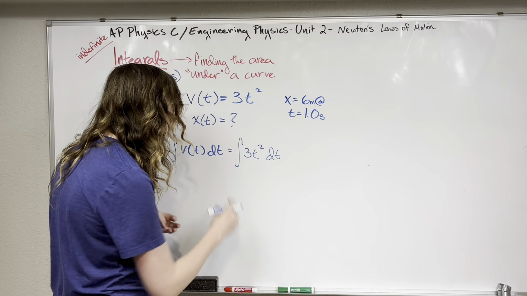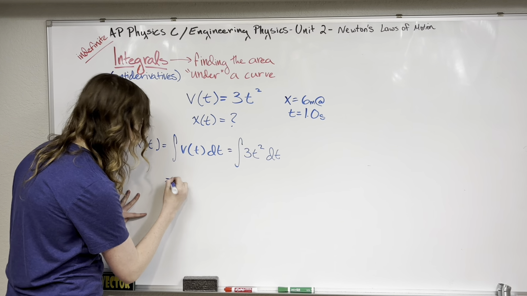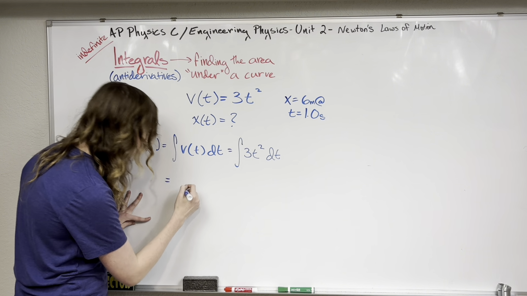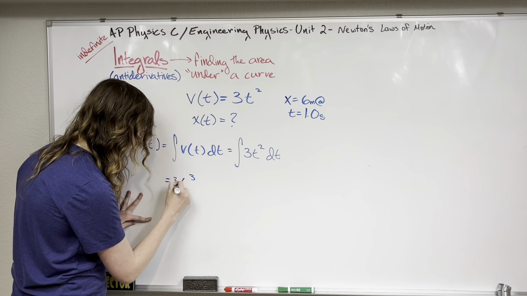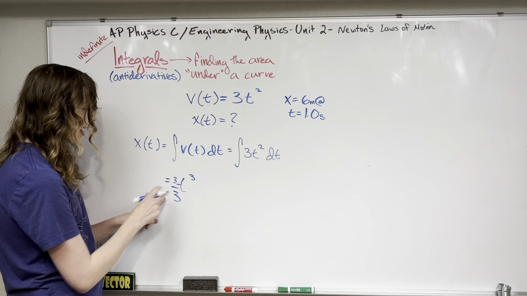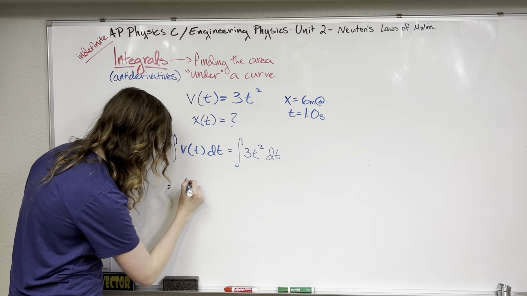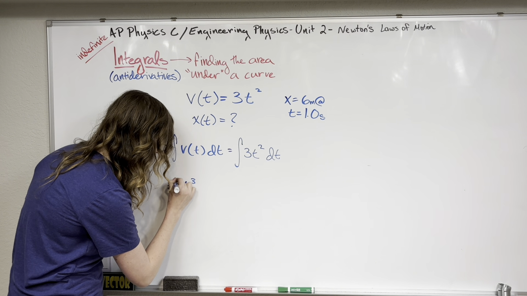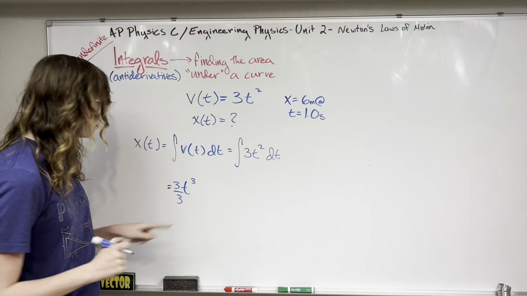Now we have to think back about our antiderivative rules. To undo the power rule, what do we do? We add 1 to our exponent and divide by our new exponent. So we have, that's again terrible handwriting. We add 1 to our exponent and divide by that new exponent. So we end up with 3 divided by 3 times t cubed.